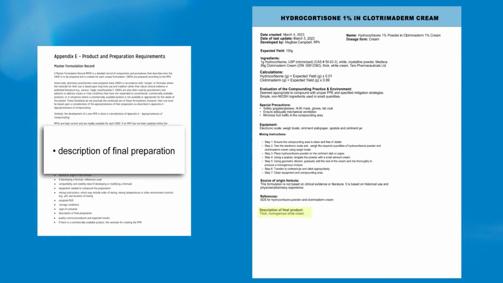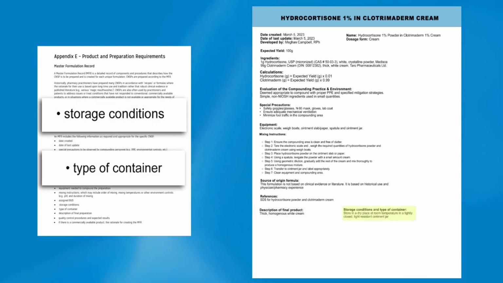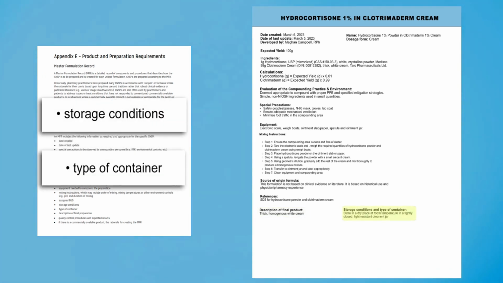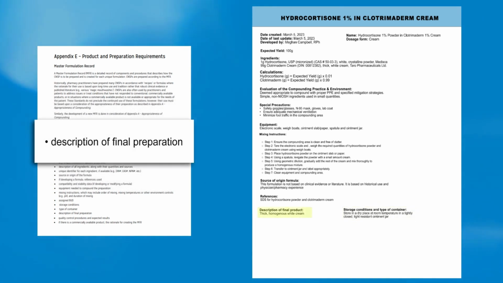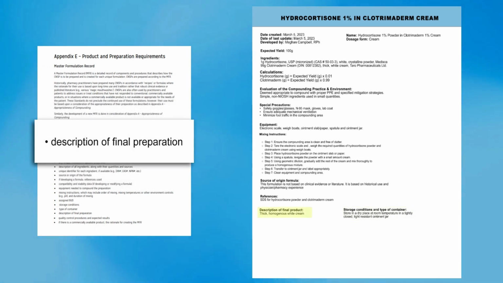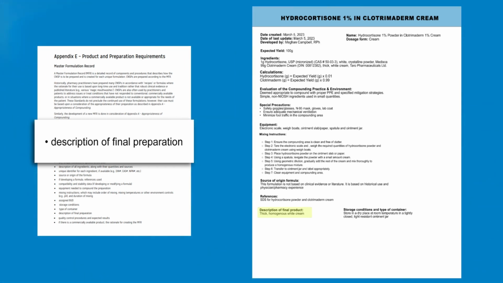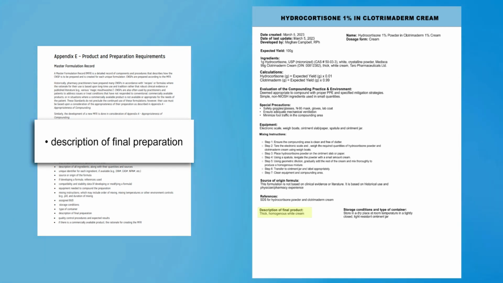You also need to include a description of the final product and storage conditions, including the type of container that the final product should be transferred to. For hydrocortisone 1% in clotrimazole, the final product should be a thick, white, homogeneous cream. If during verification, the final product does not appear as described in the MFR, it should not be dispensed, and there should be an investigation to determine what went wrong.